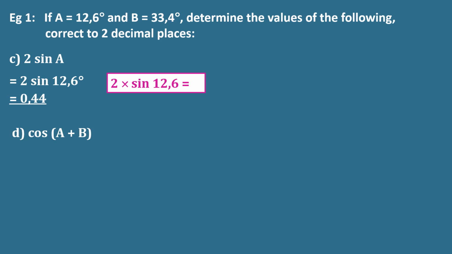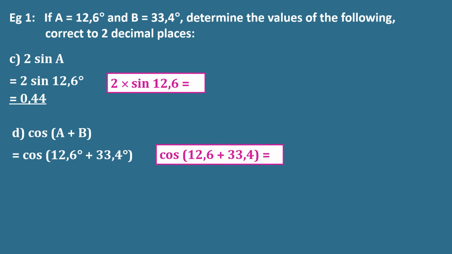Cos of A plus B. First of all, show your substitution on your paper, and then you type it in exactly as you see it. So the cos of, in brackets, 12,6 plus 33,4, close brackets, and you get 0,69.